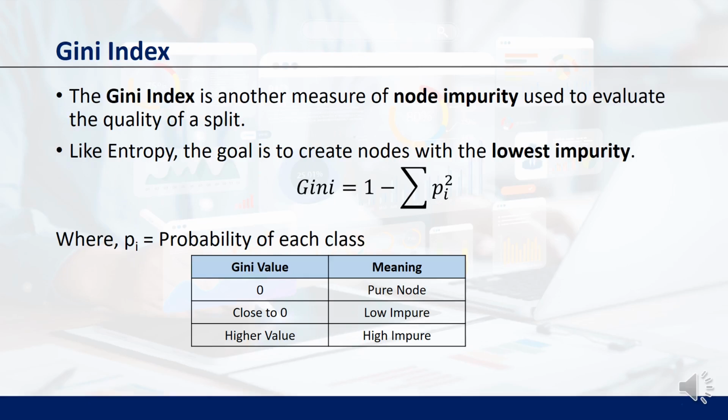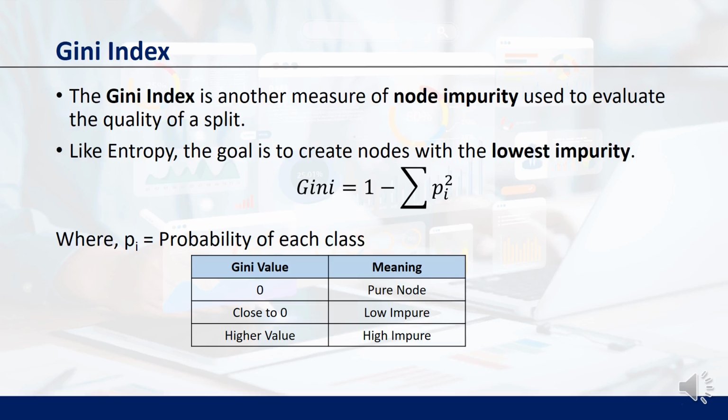Now let us move on to another important impurity measure, the Gini index. The Gini index is another measure used to evaluate the impurity of a node. Just like entropy, the objective is to create nodes that are as pure as possible. The formula for Gini impurity is Gini is equal to 1 minus the summation of Pi squared. Here Pi represents the probability of each class. The important interpretation is Gini equal to 0 means a completely pure node. A value closer to 0 indicates lower impurity. A higher value indicates greater impurity.